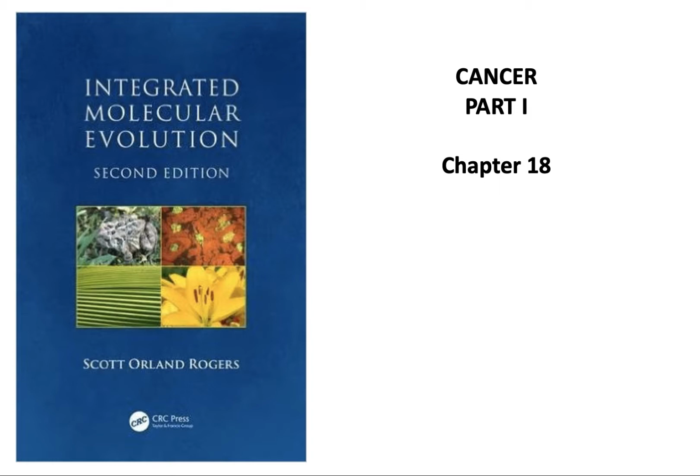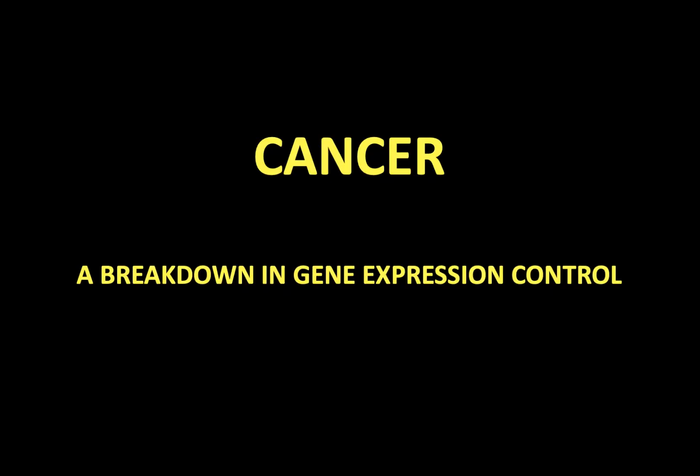Hi there. This is the first part of a section on cancer, the evolutionary aspects of cancer, and you can find the material in Chapter 18 of the Integrated Molecular Evolution Second Edition. Cancer in general can be defined as a breakdown in gene expression control. So certain genes can change their expression, either by increasing or decreasing the expression depending on the particular gene, causing the cancer or the cell to go out of control.